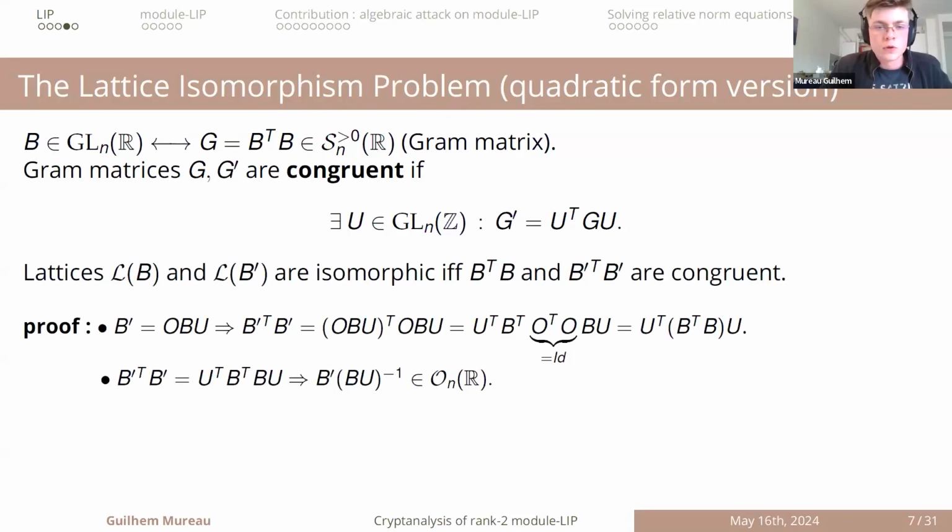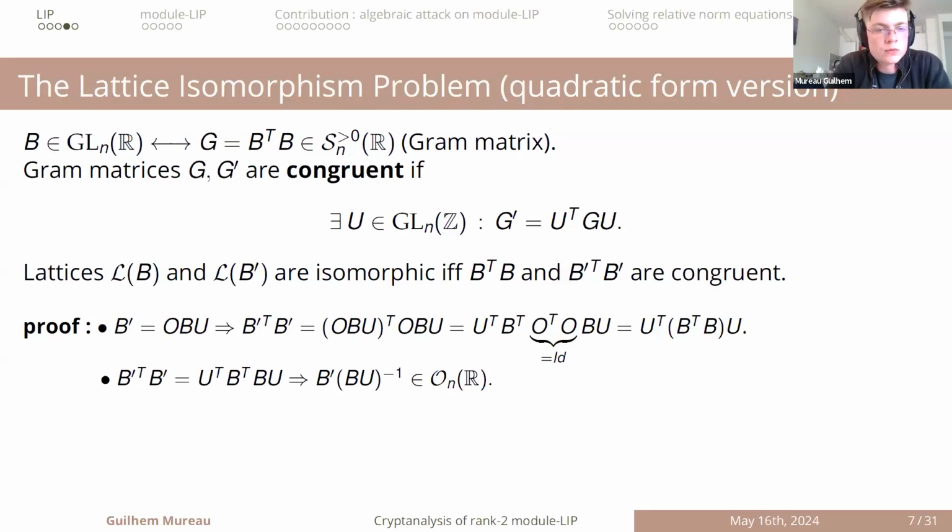And we have the following facts. So two lattices represented by B and B prime are isomorphic if and only if their Gram matrices are congruent. The proof of this fact is really simple. We can check it. So suppose that we have isomorphic lattices. So we have a relation B prime equals OBU as before. And then we can just compute the Gram matrix associated to B prime and check that it is congruent to the one of B.